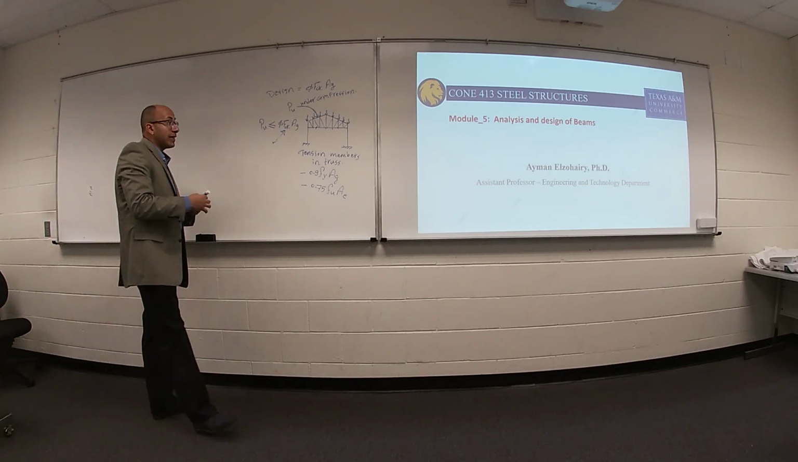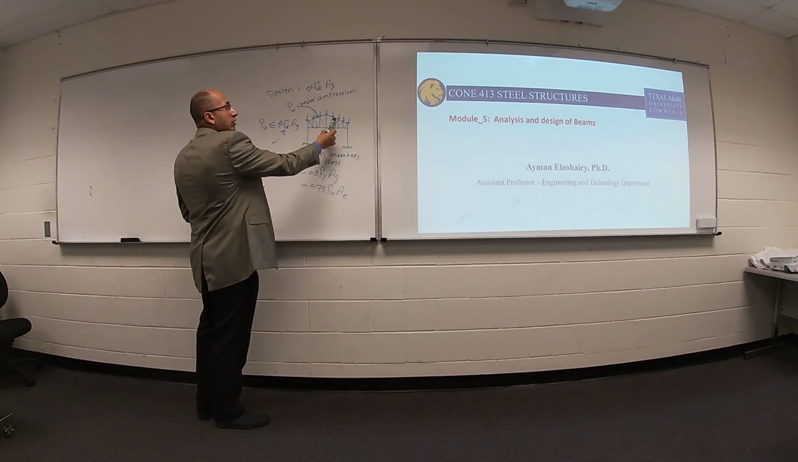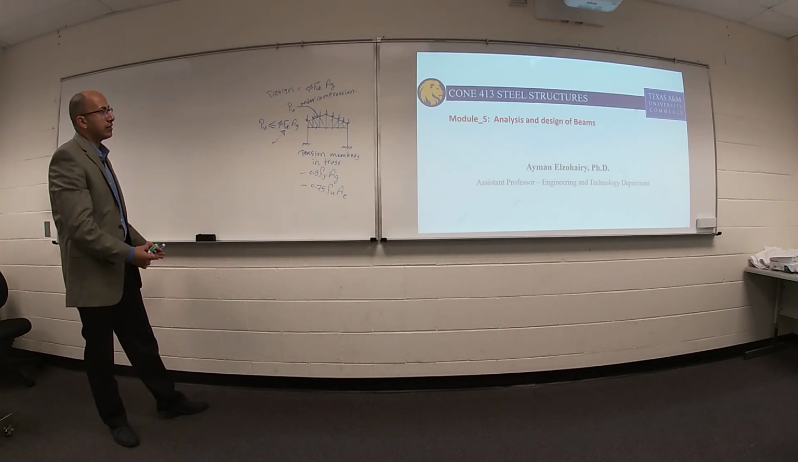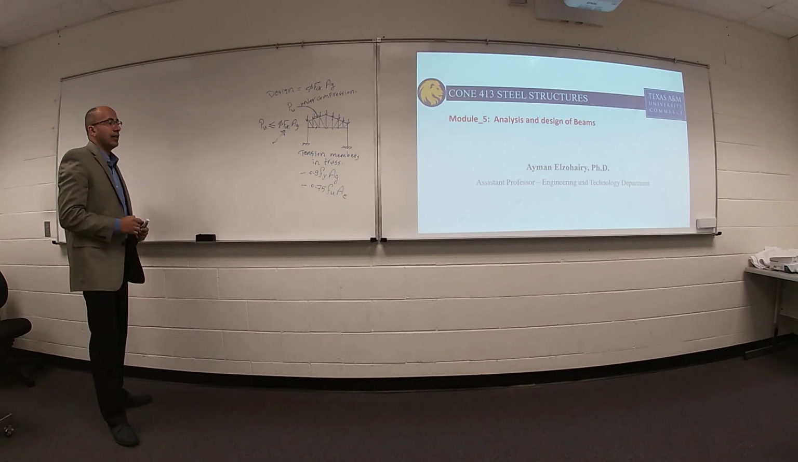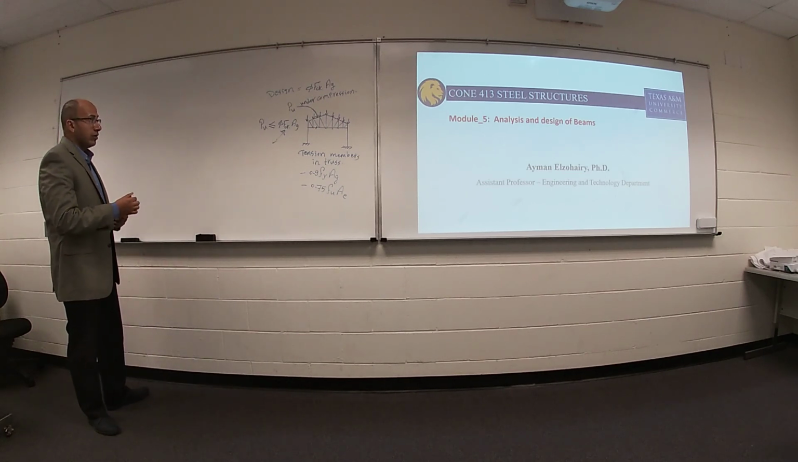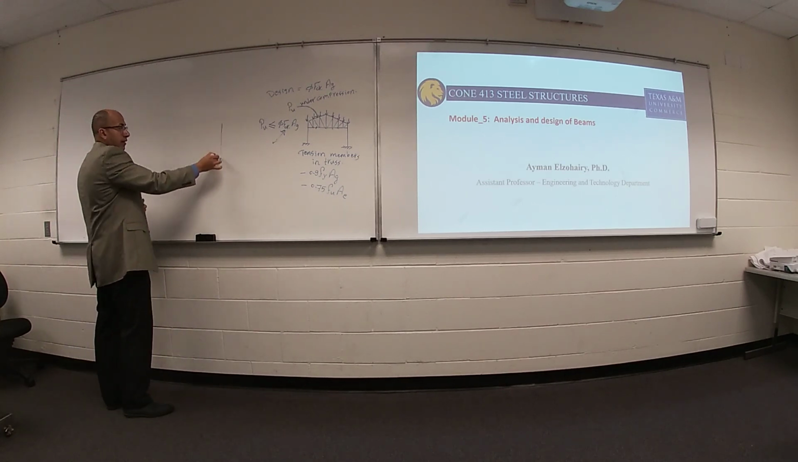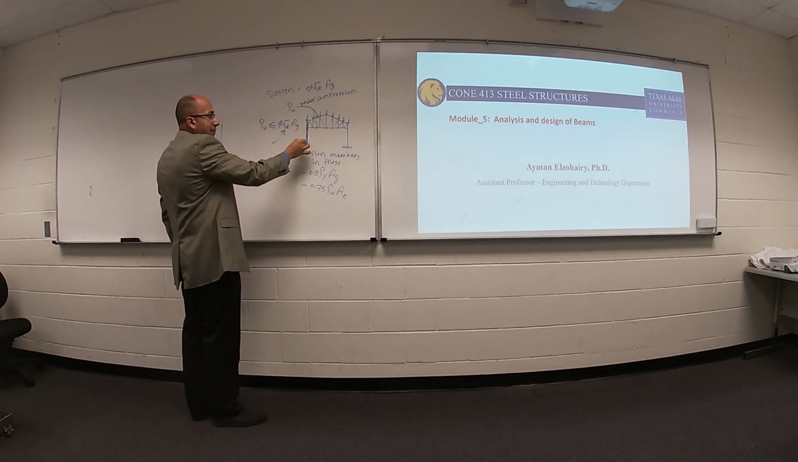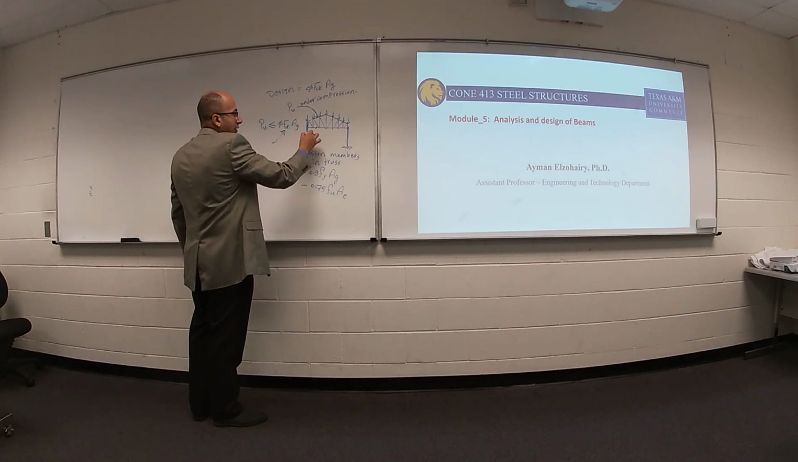So right now we can design all members in your truss because all members, one of them under tension, one of them under compression. That's all. We learned also how to design a column. This one is a column. This element in your truss is column.